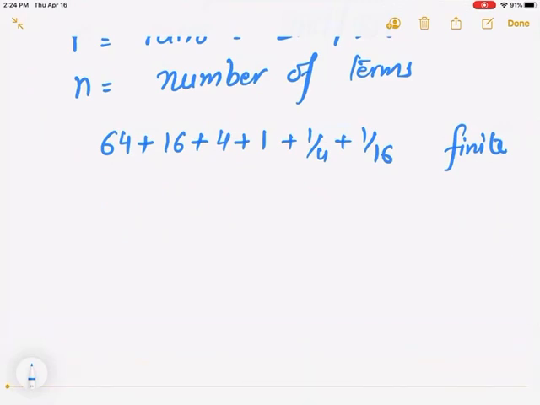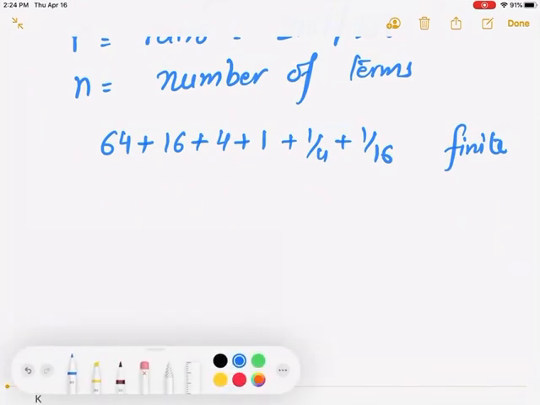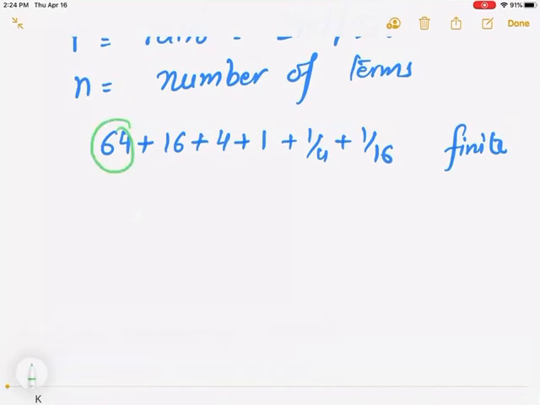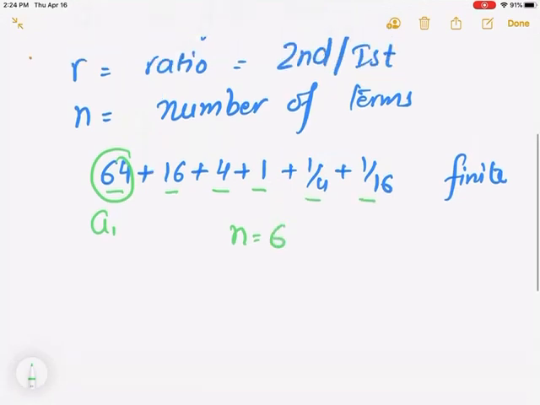I have to have my first term, which is already there. Let me pick a different color. So let's label that A1. Then we have to have the number of terms. Since it's a finite series, I'm just going to count. It's 1, 2, 3, 4, 5, 6. So n is 6. The only thing I have left is the ratio.